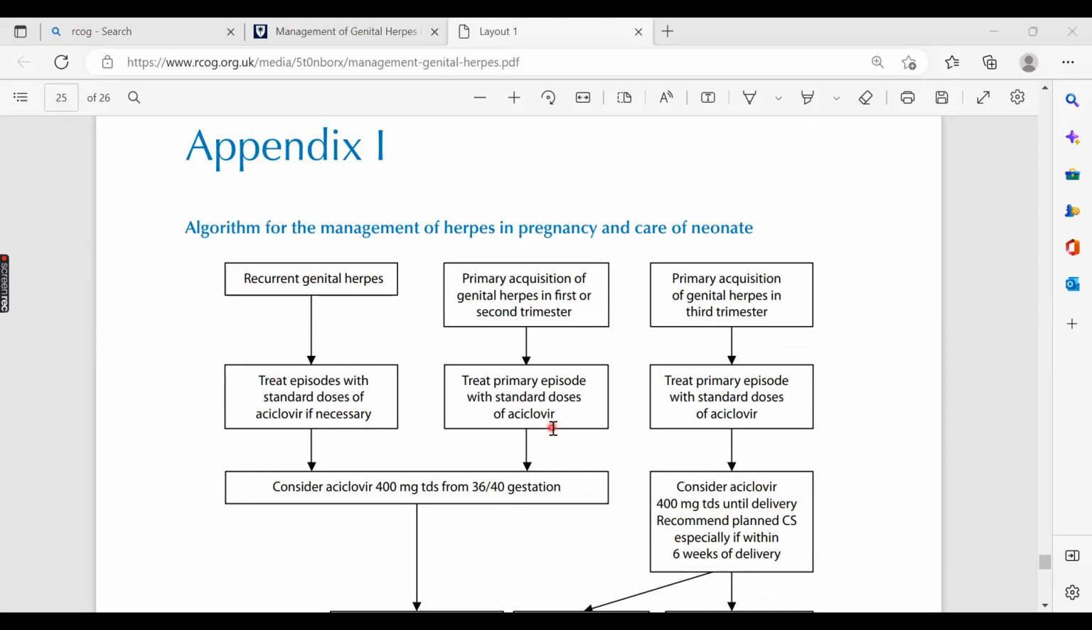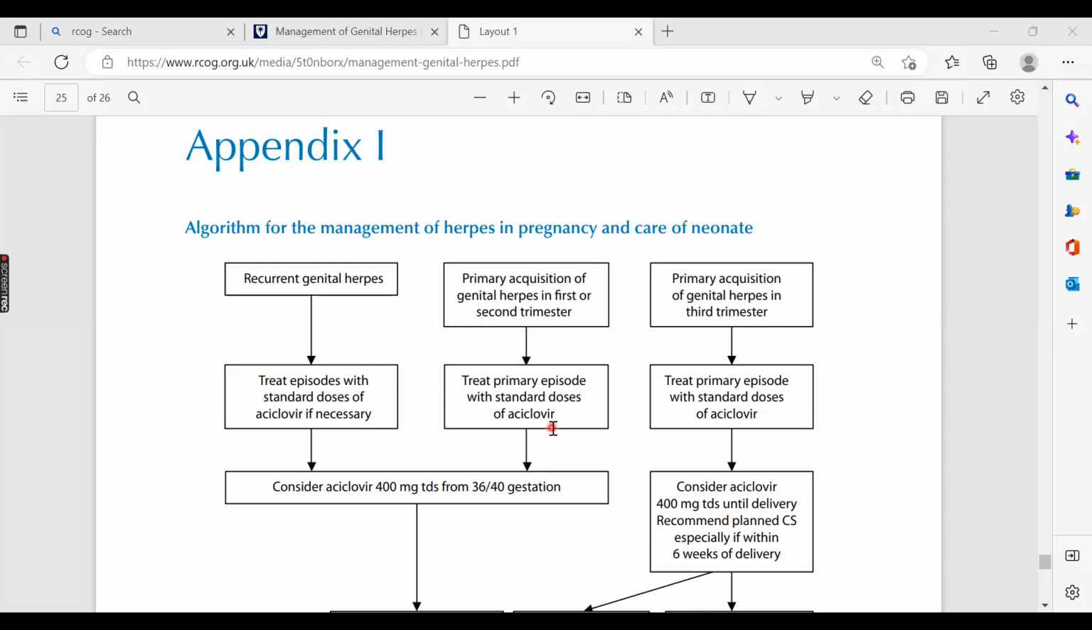Here you have to remember one fact: for chickenpox, we give 800 milligram five times daily for a period of 7 days, whereas for genital herpes, we give acyclovir 400 three times daily for a period of 5 days. Remember, friends, that acyclovir is not licensed to be used, but it is safe to be used in pregnancy for treating chickenpox or genital herpes in the UK.